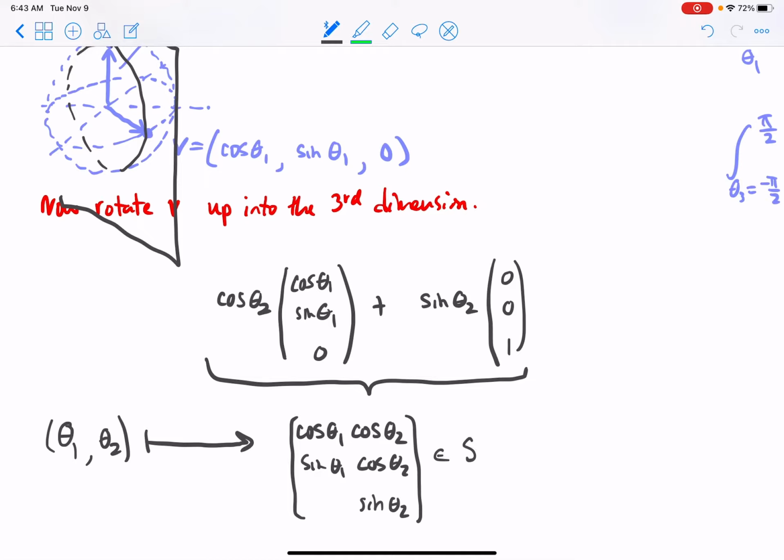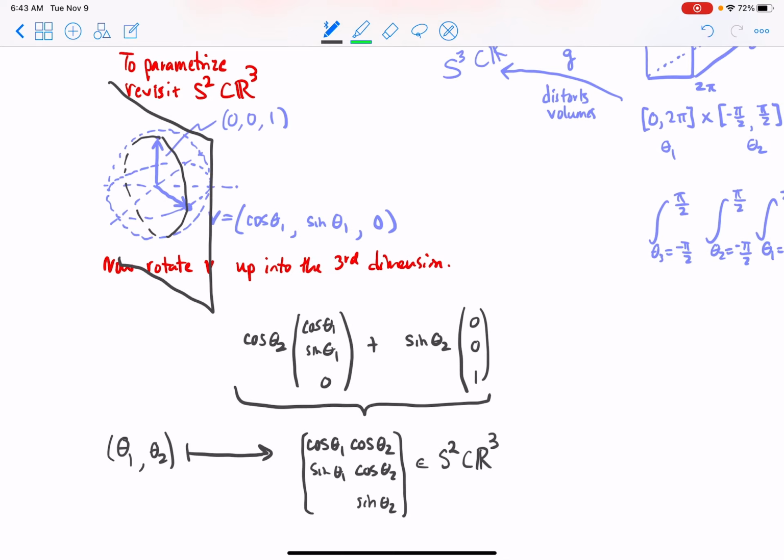And this is an element of the sphere inside of R3. Okay? And so you see that what we're doing here with a theta 2 angle is we are just lifting this equator circle up to some other circles. And as theta 2 goes from 0 up to positive pi over 2, we approach the North Pole, lifting. And then, as theta 2 goes down to negative pi over 2, negative 90 degrees, we're getting circles that are closer and closer to the South Pole.